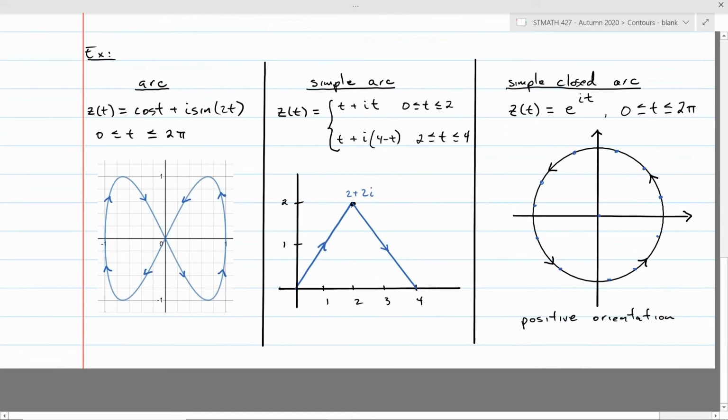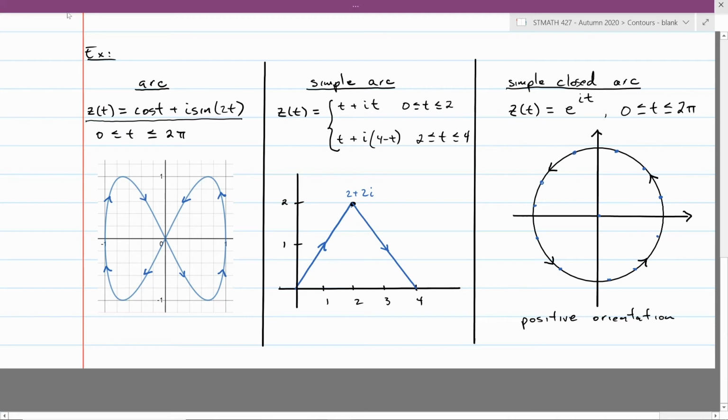As an example, on the left picture here, we have the function z of t equals cosine of t plus i times sine of 2t. When you trace out those points, it forms this figure 8 shape. We would just say that's an arc. It's not simple because it has a self-intersection there in the middle.